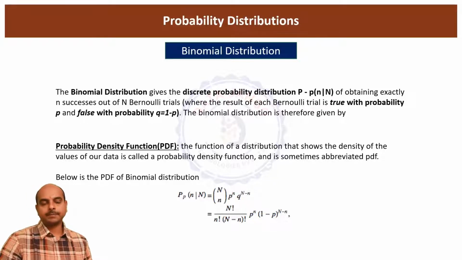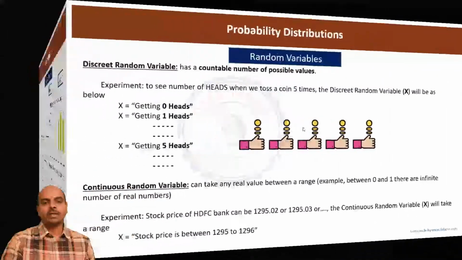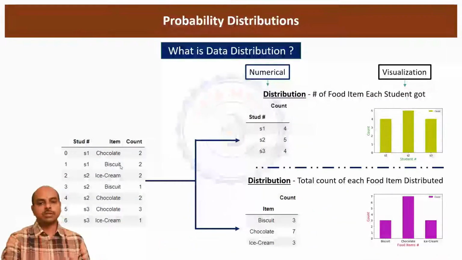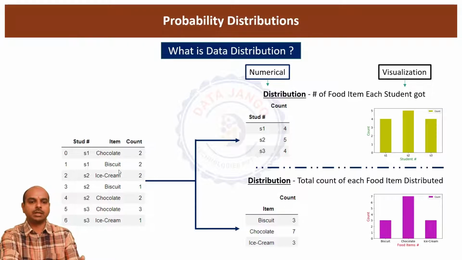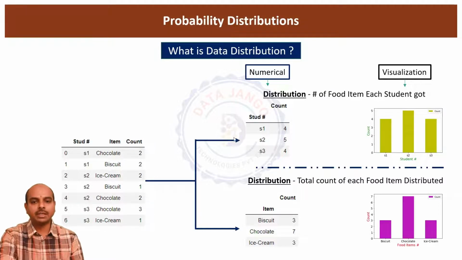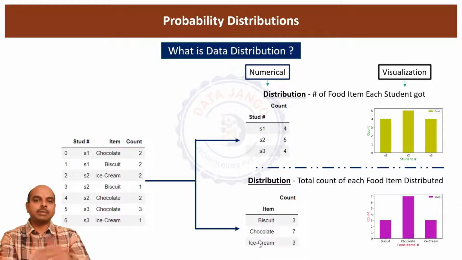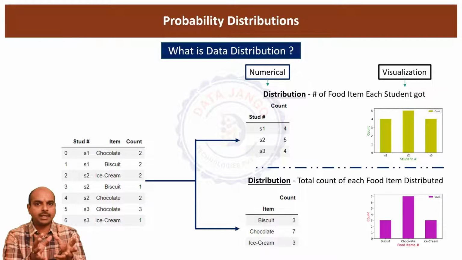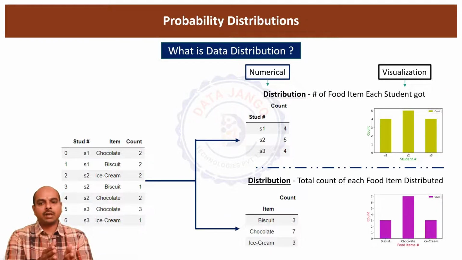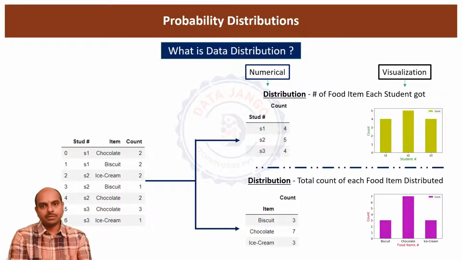Hello and welcome back. We have understood what is data distribution and what is random variable. Let us try to understand what is probability distribution. When we looked into this slide on data distribution, we have understood what is data distribution here. We have actually distributed chocolates, biscuits and ice creams. We tried to understand how many students have got and how many food items have been distributed. So we are trying to understand data by grouping on students and food items. So this is data distribution.